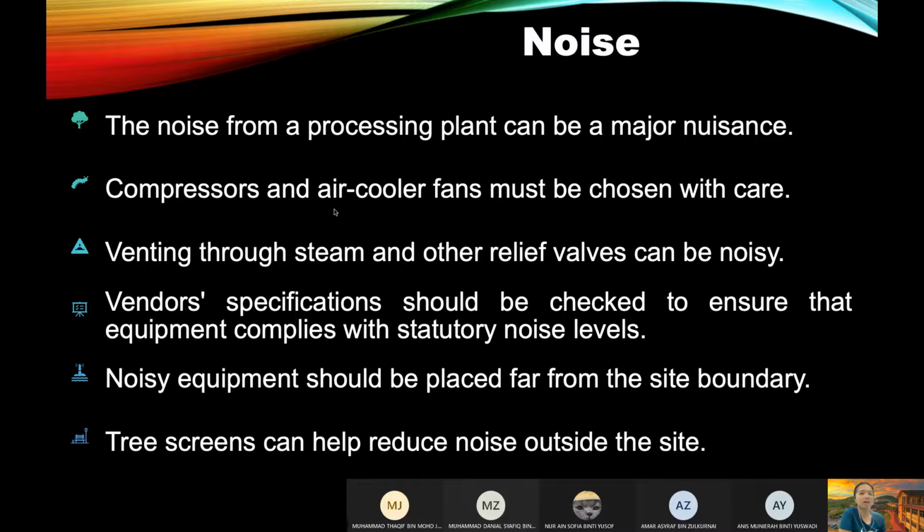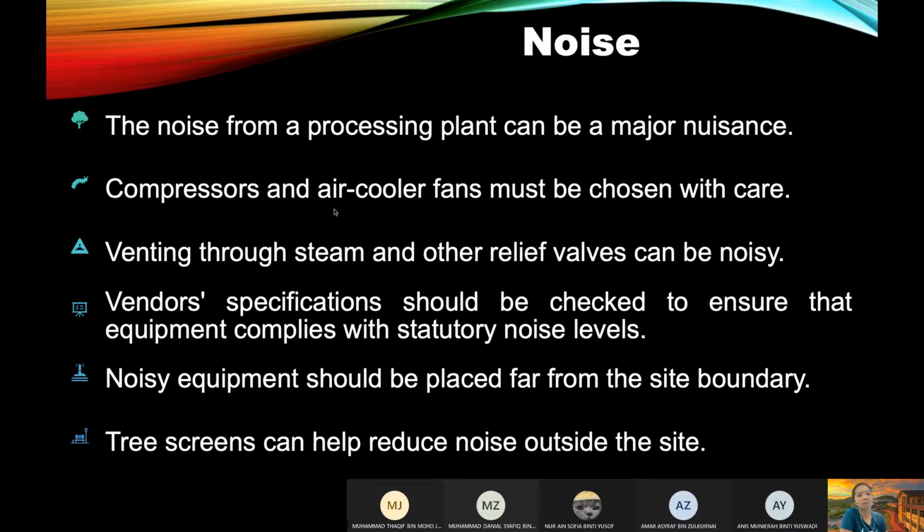So you also must remember your plant is not necessarily only about waste. When we talk about environmental impact, bukan sahaja pasal waste. Dia juga pasal noise. You may have noise from your plant. Example, compressor, air cooler, fan. So you identify in your plant, if you're using compressor, air cooler, fan, mesti ada lah kan.